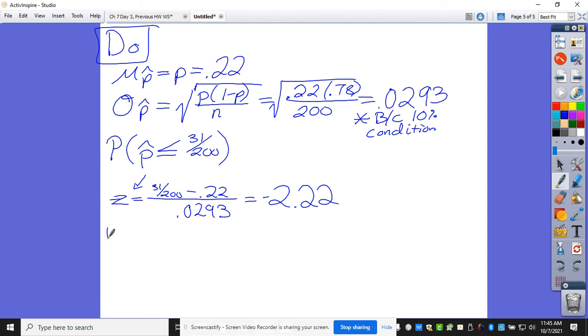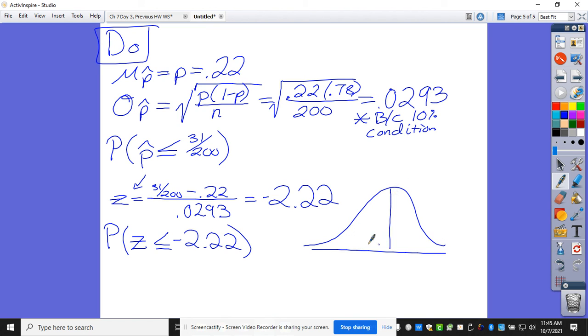So now that I have that, I rewrite it. P parentheses what? Z is less than or equal to, like if this is a probability, you would never write the probability of the probability of it happening. You put probability of it. Right. So that is a negative number, so it's over here. Which way do I shade? To the left, because it says less than. And I end up getting an area of what?